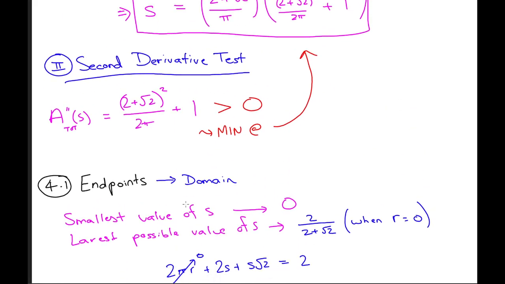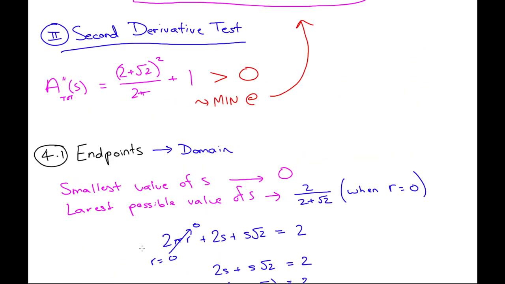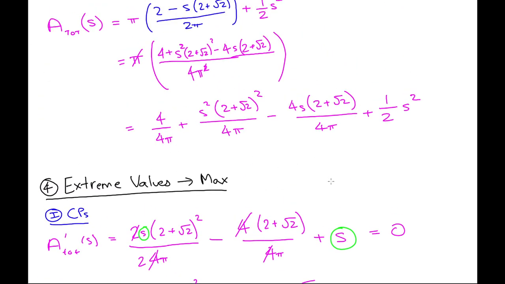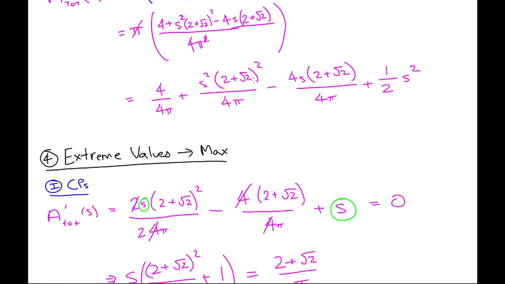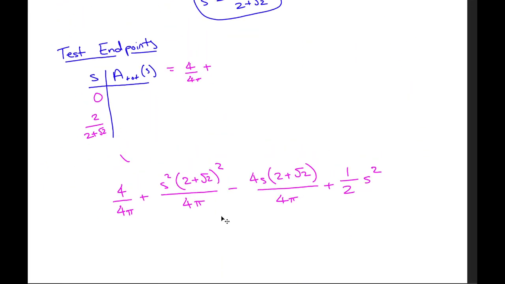Okay. So our original function, our function for A total of S, if you remember, is going to be this guy over here. Let's just copy this and bring it down here. Okay. So we have that down there. That's our formula for A total of S. This is going to be A as a function of S.